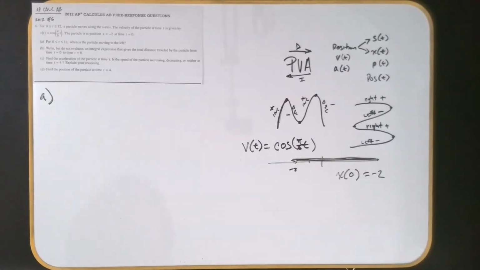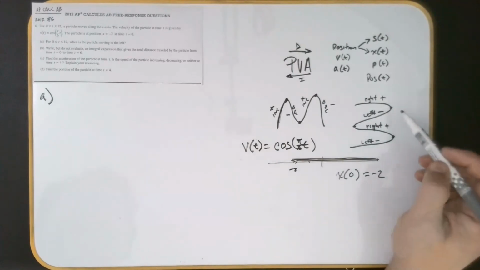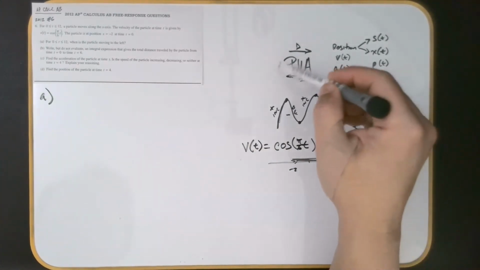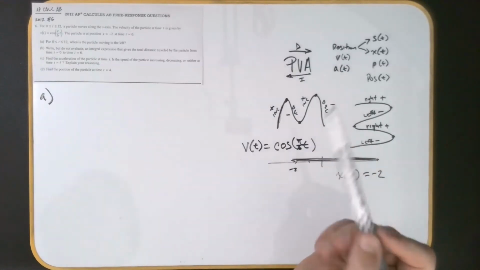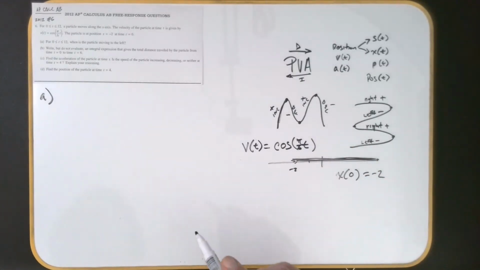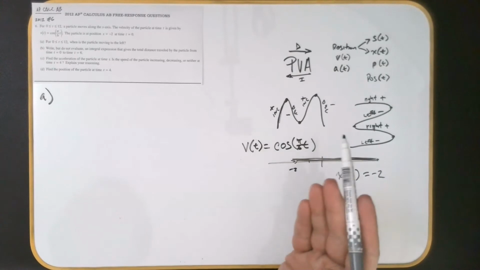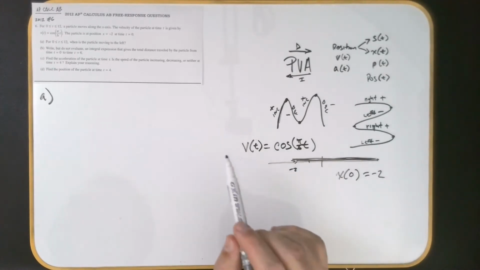Okay, so it says for 0 less than or equal to t less than or equal to 12, when is the particle moving to the left? Well, when you're asked about position, it's like, what direction is it moving? If you were given a function and I said, find out when this function is increasing or decreasing, when you want to find out whether a function's increasing or decreasing, you take its derivative, get its critical numbers, and interval test.